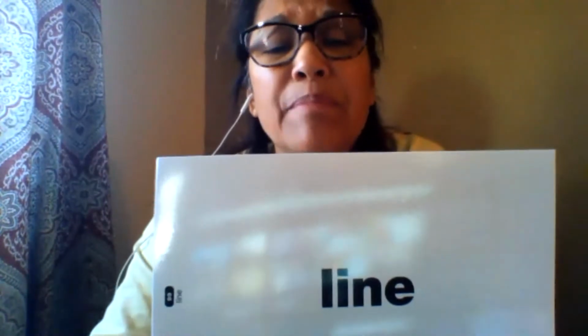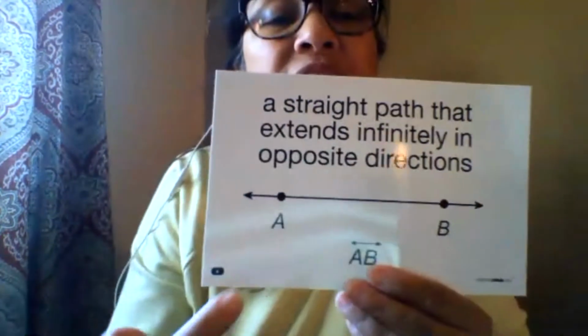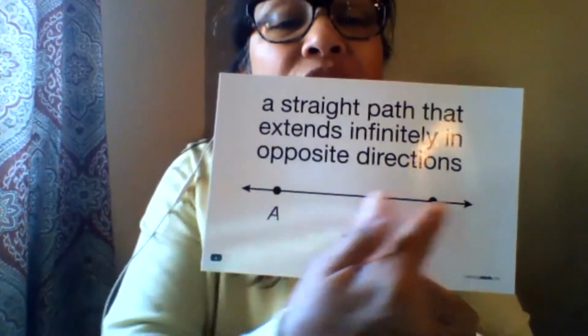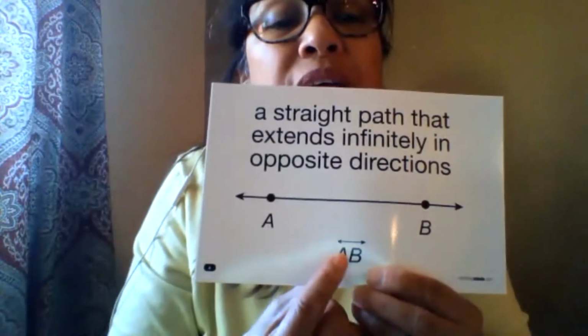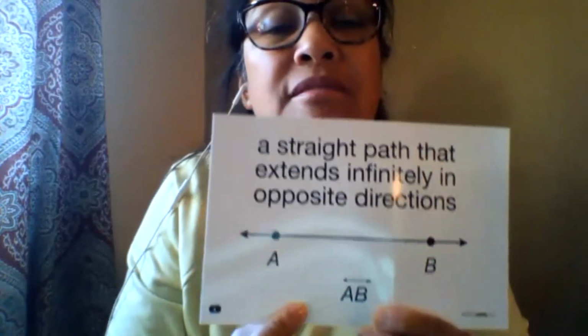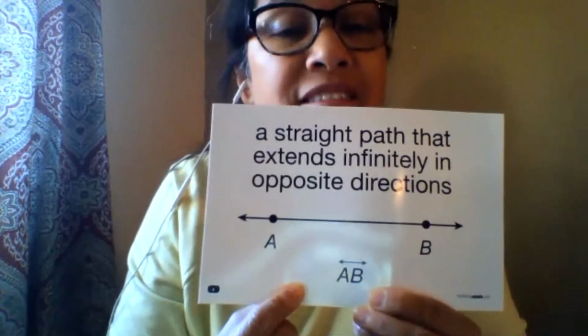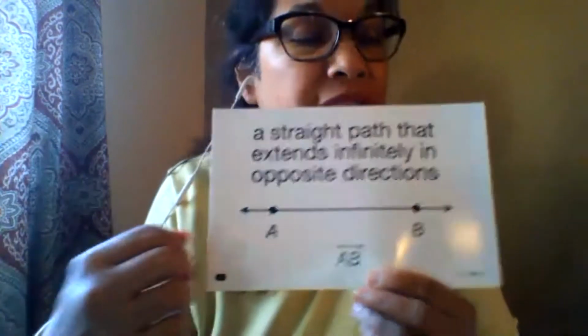So we're talking about a line, a straight path that extends in opposite directions. And if I turn it around, you can see it. A line goes in opposite directions. It keeps going. And when you read it, you're going to read AB. Could I turn it around and go BA? Yes. Why? Because it goes on indefinitely. It can go either way, both ways. So that is a line.